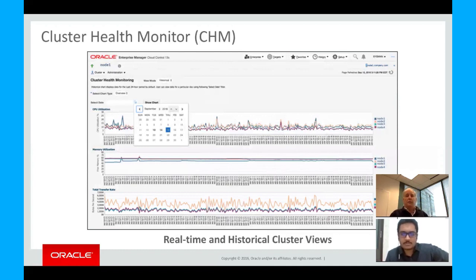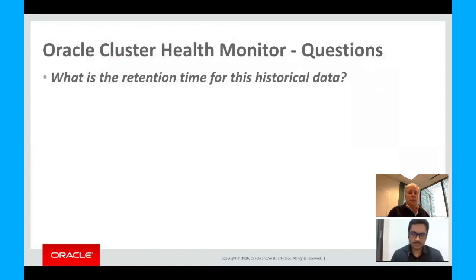Okay. So this data is coming from the management repository, not from EM then, correct? Yes. So this data is not coming from EM agent, but is actually coming from the management repository that I was referring to earlier.